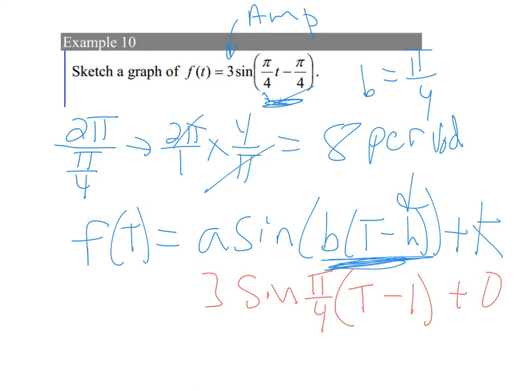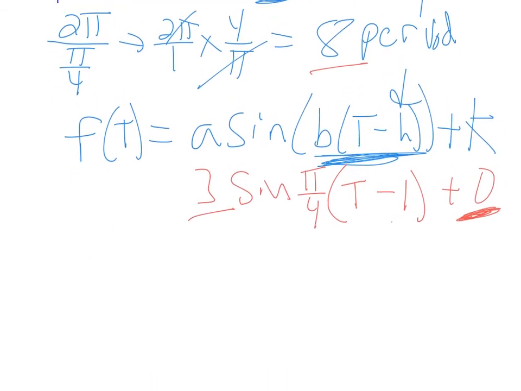So this function has been shifted to the right one. It has a period of 8. It has an amplitude of 3, and it has no midline shift. It's not been shifted up or down, so it's right around the y-axis. So let's see if we can move this up and do some more work with this.